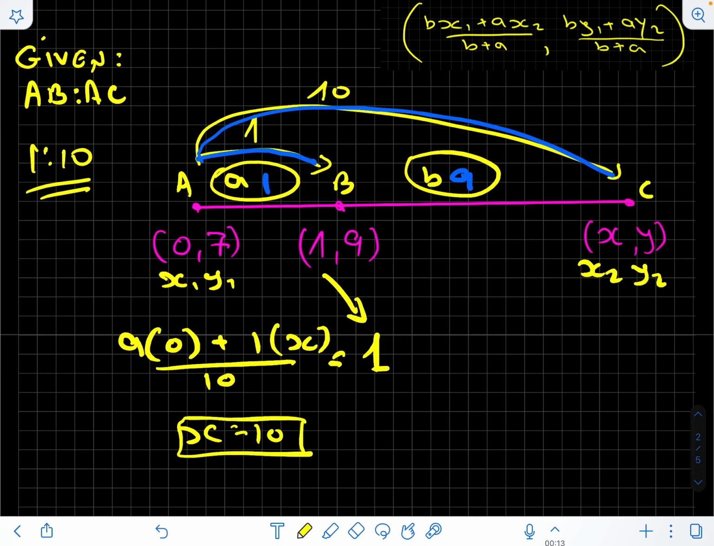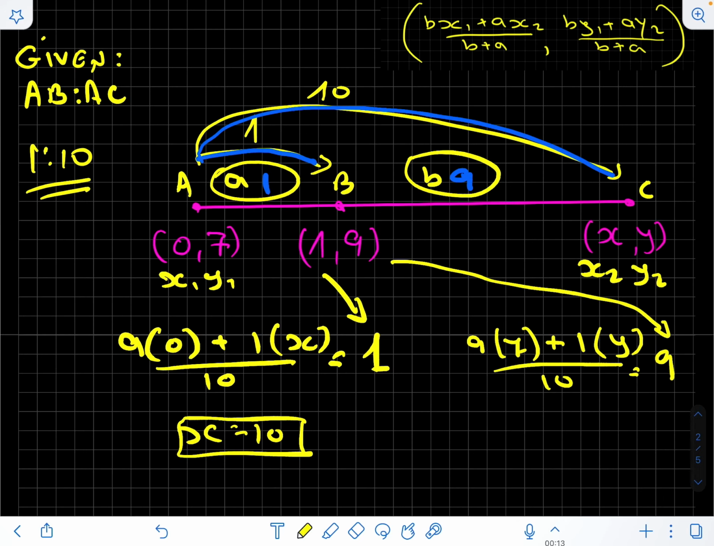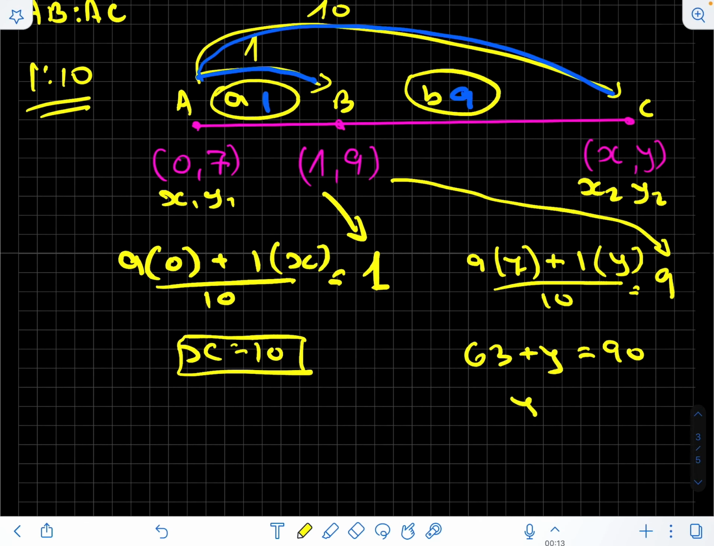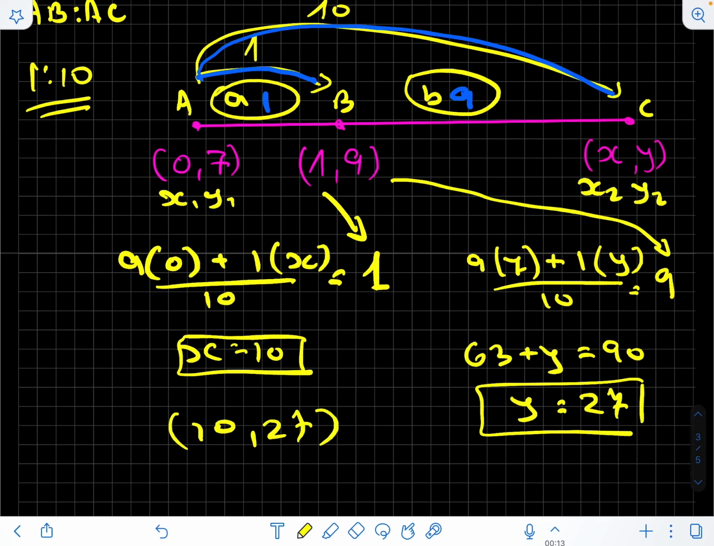Okay, do the same for the y. So b multiplied by y1, so b is 9, multiplied by y1, which is a 7, plus a multiplied by y2, so that means 1 multiplied by y, over 10, and that equals 9. And I get the 9 from here. Multiply both sides by 10, so 63 plus y equals 90. Take 63 from both sides. 90 take 63 is 27, and we got our y of the point. So now we have our x and our y as a final answer.